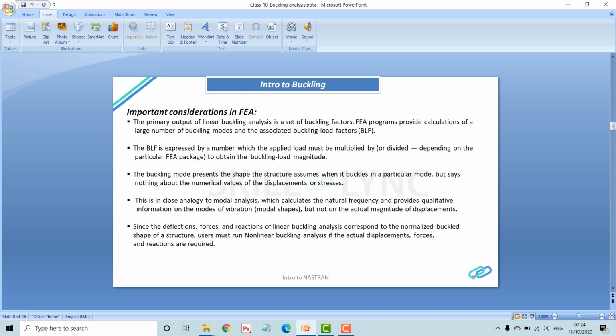Sometimes it will be divided, based on the particular FE package. For example, FEMAP is an FE tool. When the buckling analysis has been run, it gives the buckling load factor that we need to divide by the applied loading in order to get the critical buckling load. So it depends on the coding, or how they internally write the matrix within the FE tool to compute the buckling load factors for the structures.